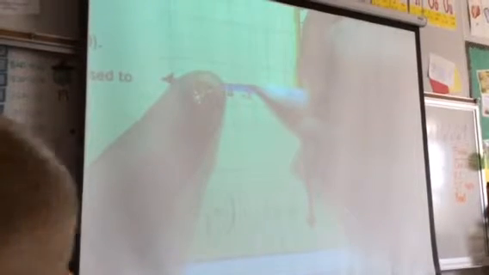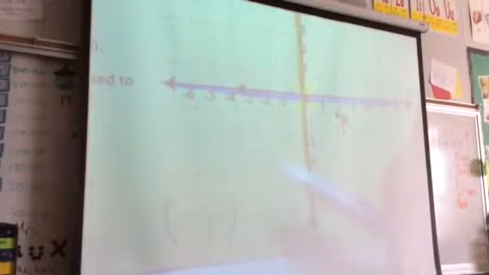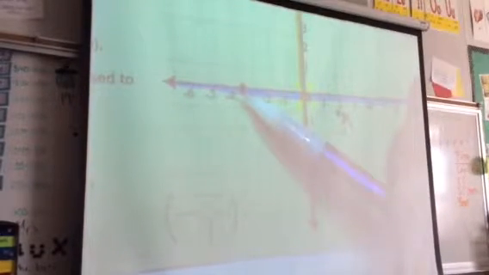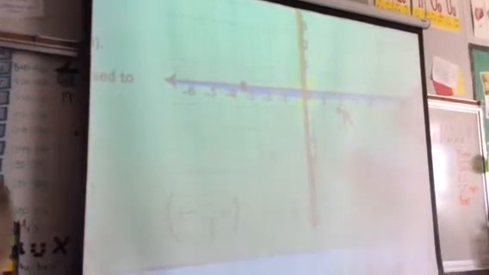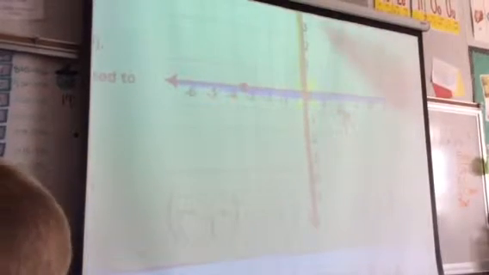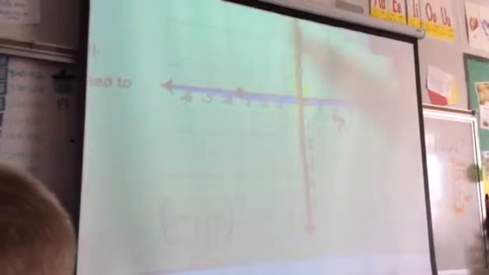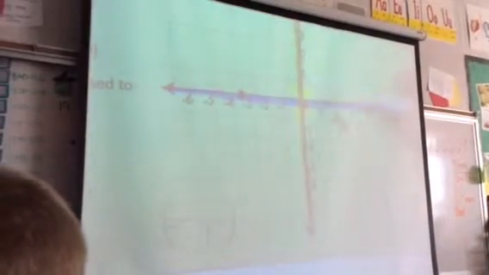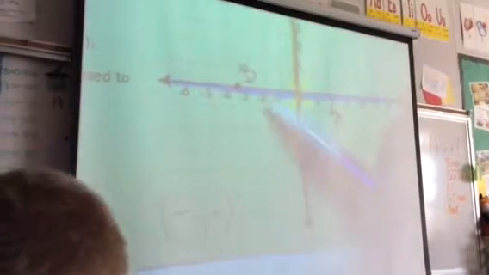Do I put it on 3? No. Do I put it on 4? No. I'm going to put it right in between them. Right in between 3 and 4. Right in between negative 3 and negative 4. That's where my dot is going to go, because I know that I stay on this line because my y was at 0. So I know that I'm not moving up any, so I'm going to stay on my x-axis. And then I'm going to graph this as point B.